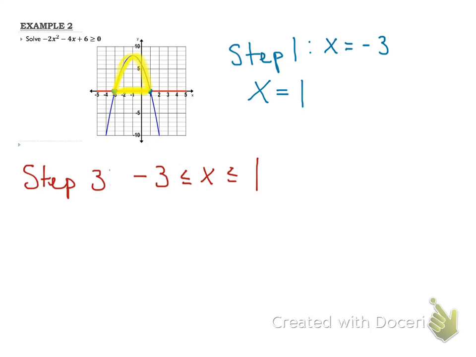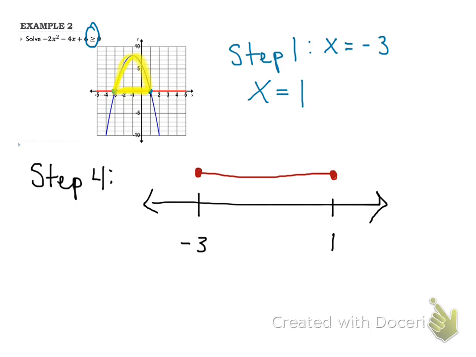So step 3, we'll write the solution using inequality symbols. This time, since our inequality symbol originally had a line underneath it, our inequality symbols here will have lines underneath them. And then we'll show x being in between the two values. Next is our number line. This time we'll use closed dots. And then connect, again, because we've got a solution that's in between the two intersection points.